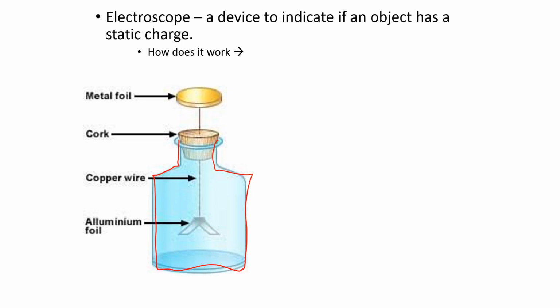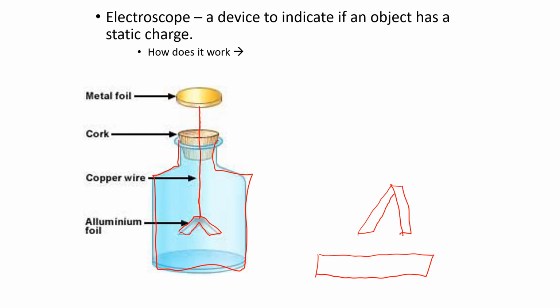You have a metal wire that comes through the glass jar, and attached to it is a piece of folded aluminum foil that hangs over it. It can be a lot of different things, but imagine you have just one strip of aluminum foil, and you bent it in half so that it hangs over the wire like that. This is what it looks like right here, and then we have a metal ball or something like that on top.